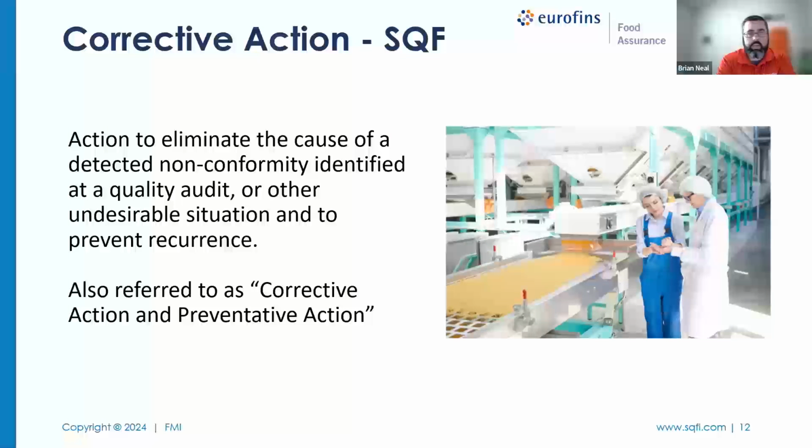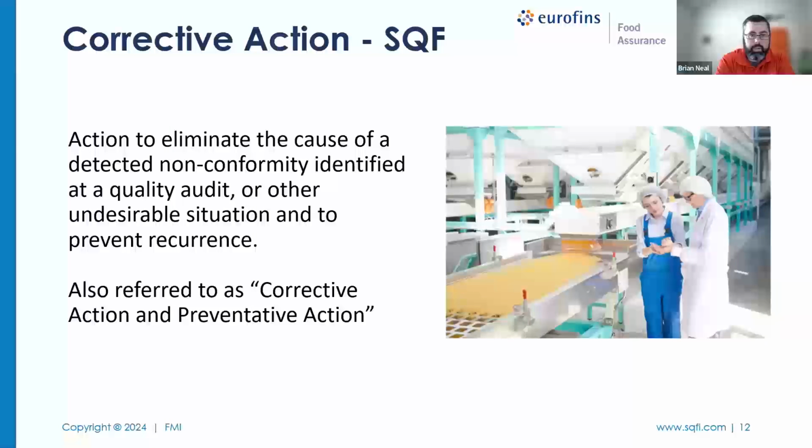And then going into corrective action. If you look in the SQF code, all these definitions are in there. I pulled it directly from SQF, so you have exactly what you need to know for the standard. Corrective action is an action to eliminate the cause of the identified nonconformity and to prevent reoccurrence. So now we add prevent reoccurrence. So corrective action, preventive control. Sometimes people call it CAPA. Whatever you want to call it, make sure it contains those three things.